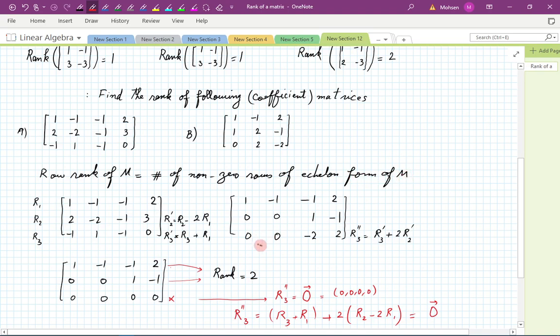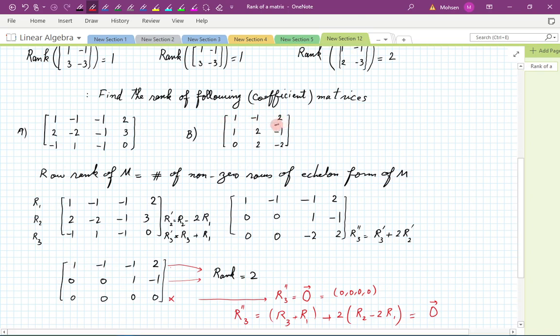Okay, so number of non-zeros, well, you can actually count the rows that are non-zeros. You can count the number of pivots. You can count the number of leading elements. You can count the number of leading variables. Many different names could be used, but they are all doing the same thing.